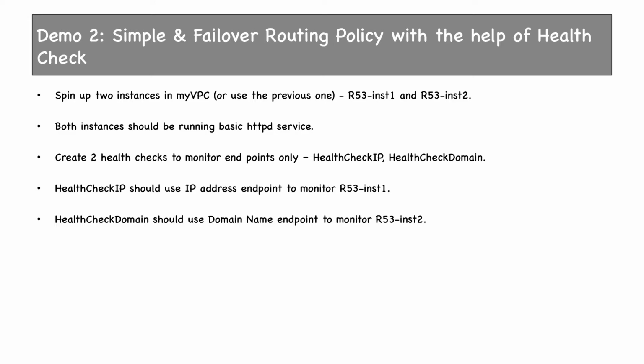We'll spin up two EC2 instances in a VPC named myVPC, or you can use our previous VPC also. The instance name should be R53 INST1 and INST2. Both instances should be running basic HTTP service, which we have already installed using Apache. We'll create two health checks to monitor endpoints only. We'll use both health check IP and health check domain. We'll use the IP address to monitor R53 INST1 and use the domain name to monitor R53 INST2.